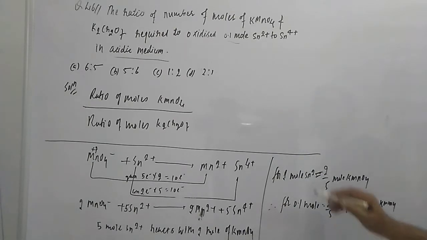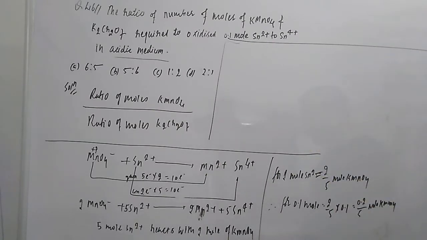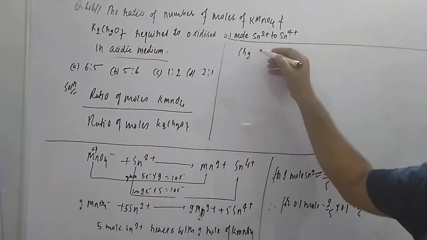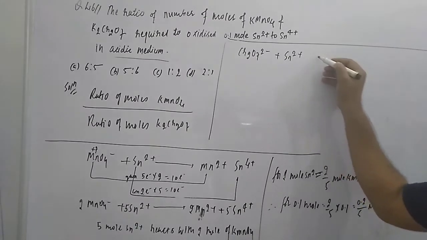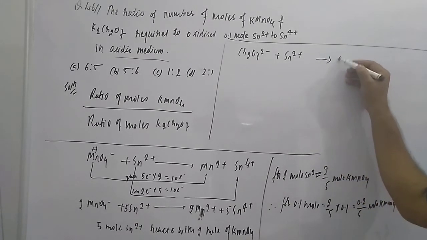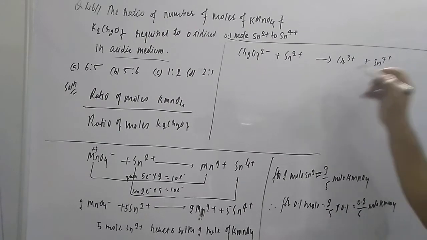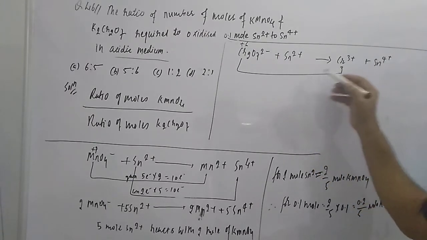Now let us see K2Cr2O7, student, the second one. When talking about K2Cr2O7, I am also writing it in ionic form. So 2K removed, so Cr2O7 2 minus plus Sn2+, changing to Cr3+ and Sn4+. Now you check, student. Here the oxidation number of Cr is 6, going from 6 to 3.